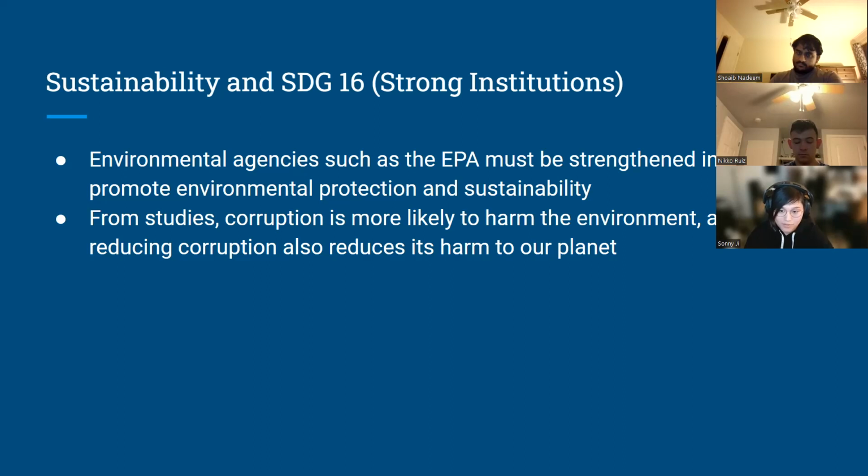And also, from studies, corruption is more likely to harm the environment, and thus reducing corruption also reduces its harm to our planet. One example right now would be what's happening in Brazil. The Brazilian government is incredibly corrupt, and because of that, it is able to ignore all of the environmental restrictions and regulations that the UN has set up. And they've been cutting down and burning large parts of the Amazon rainforest. And that's just due to their corruption.